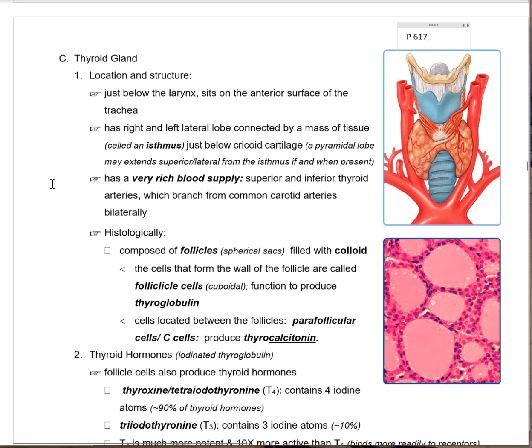So it's just below the larynx, and it sits on the anterior surface of the trachea. So you could physically palpate it if you go to that area of the body. There is a right and left lobe connected by a mass of tissue called an isthmus. So it's below the larynx, on the anterior surface of the trachea, and it's got 2 lobes with this connection called an isthmus. And that isthmus is this little part right here that goes between the two, right there, all right?